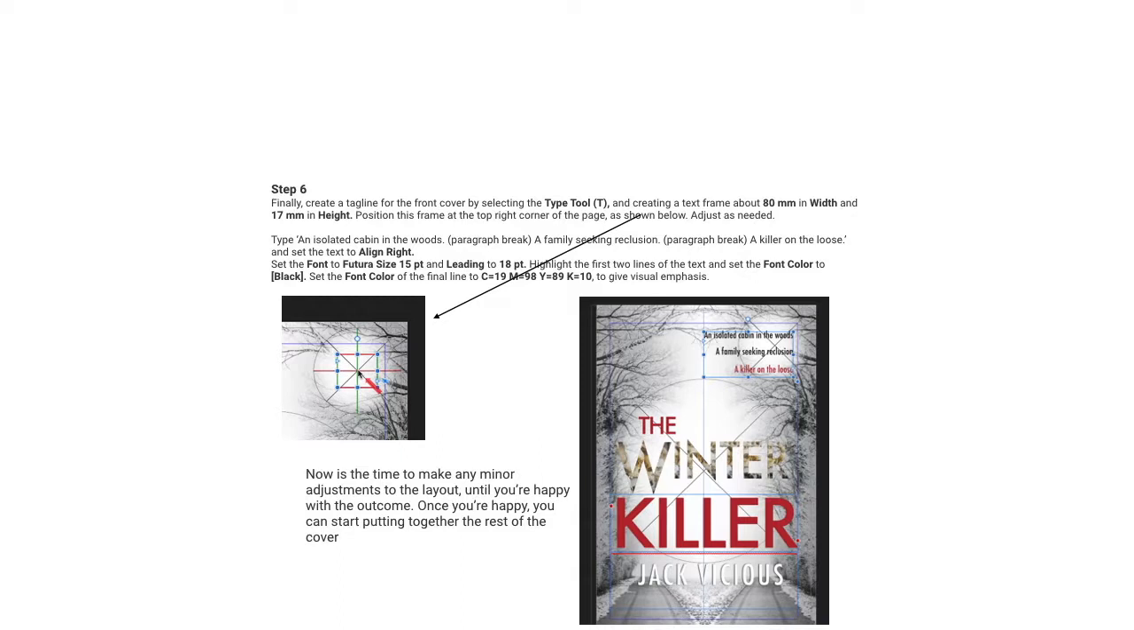And in this you type an isolated cabin in the woods, paragraph break or new line, a family seeking reclusion, paragraph break or new line, a killer on the loose, and set the text to align right. Set the font to Futura size 15 point and the leading to 18 point and highlight the first two lines of the text and set the font colour to black.